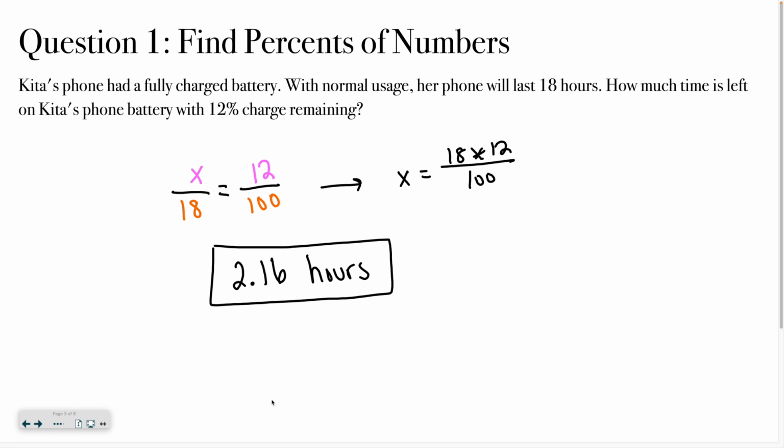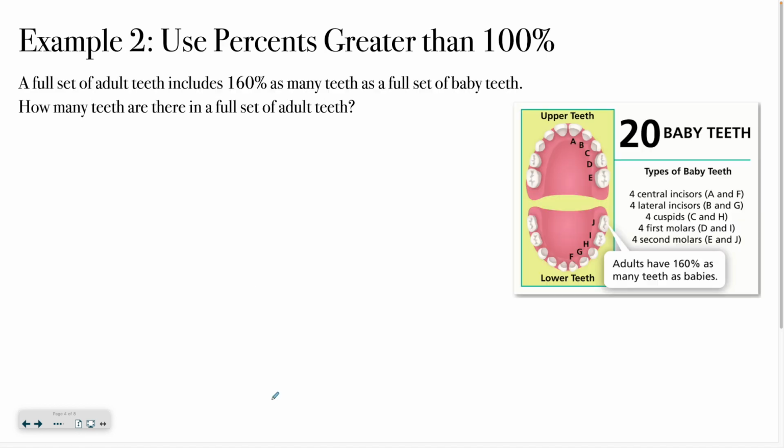All right, hopefully you determined that Kita's phone is going to last about 2.16 hours. What I did was I set up my proportion just like is shown on the screen, x over 18, because we're solving for the missing number of hours, and then I did 12 over 100 because those are both percentages. And you will see that when I cross multiplied 18 times 12 and then divided by 100, I was left with 2.16 hours. All right, if you have questions about that, please be sure to reach out for some help. I am happy to help you.